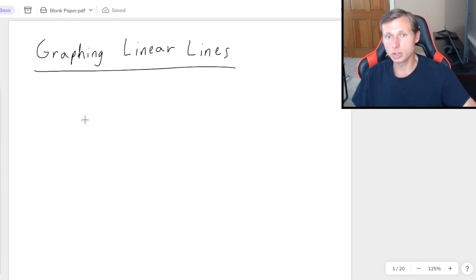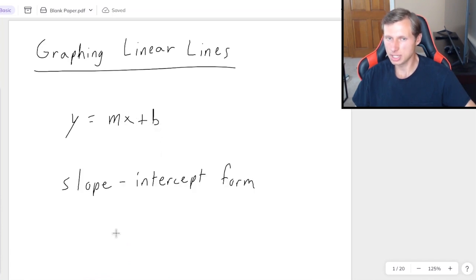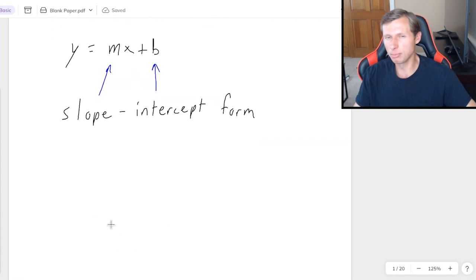So first, we need to talk about the form y equals mx plus b. This is known as slope-intercept form, and it's one of the most fundamental things we learn in Algebra 1. The name is quite intuitive because m is the slope and b is the y-intercept. But now let's talk about what that means a little bit more.